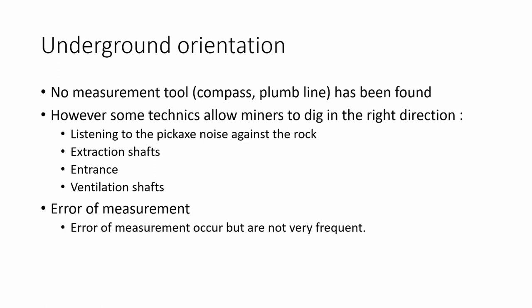And we believe also that all the communication between the souterrain and the surface could be used in order to get the right orientation when you are digging. It can be an extraction shaft that helps you get the right orientation. You can also have the entrance, the ventilation shaft, all these connections between the souterrain and the surface help to make sure that you are not sapping, mining your surface buildings, and also going in the right direction. We haven't found a lot of errors of measurement, but we have some.